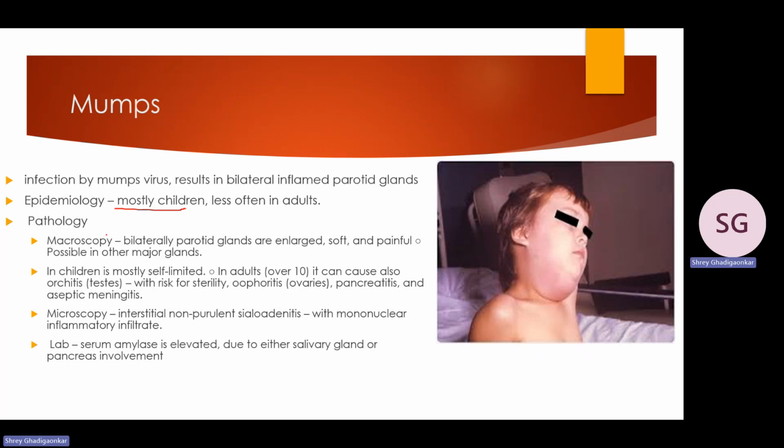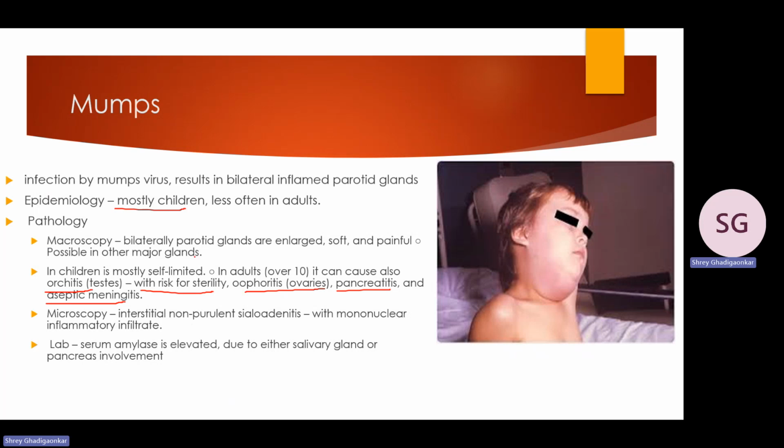In children, it's mostly self-limited, but in adults or young adults, it can also cause orchitis, which is inflammation of the testes, with risk of sterility. It can cause oophoritis, which is inflammation of the ovaries in females. It can cause pancreatitis, as well as aseptic meningitis.